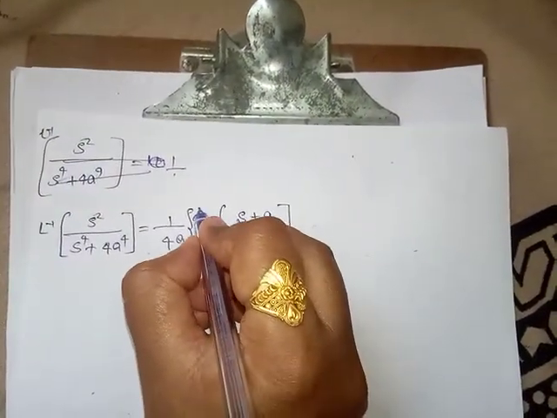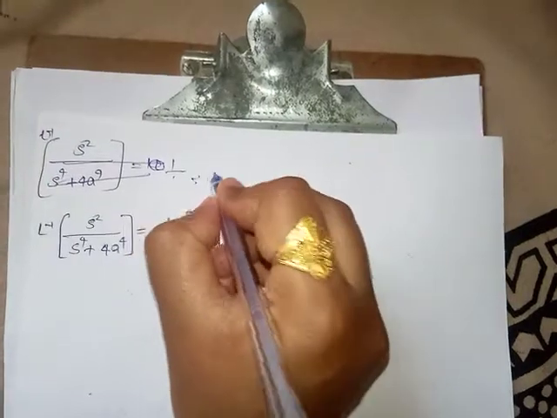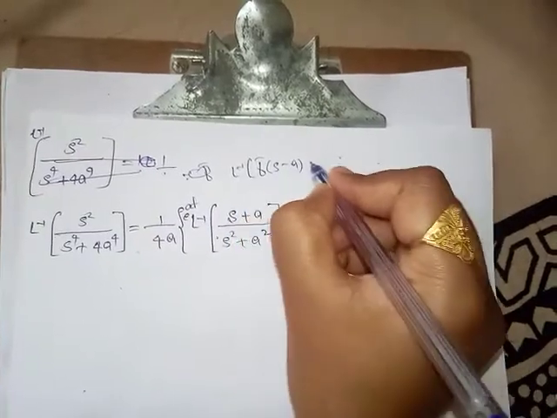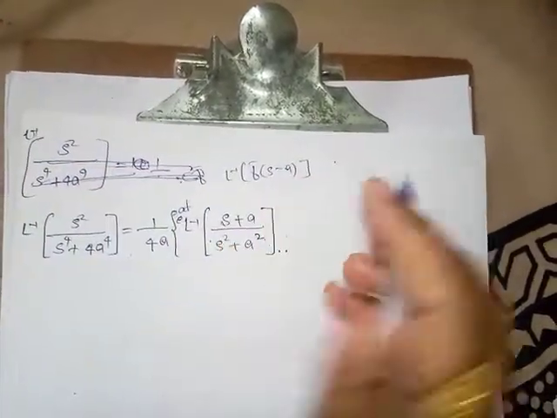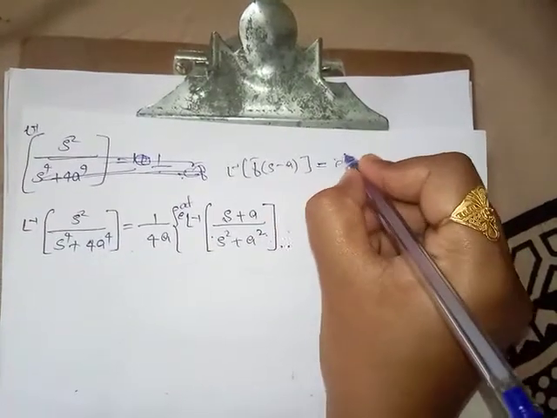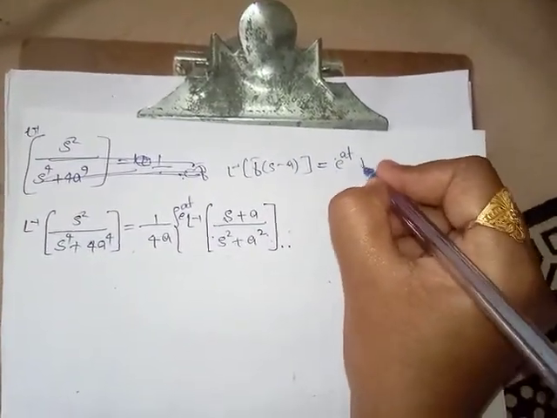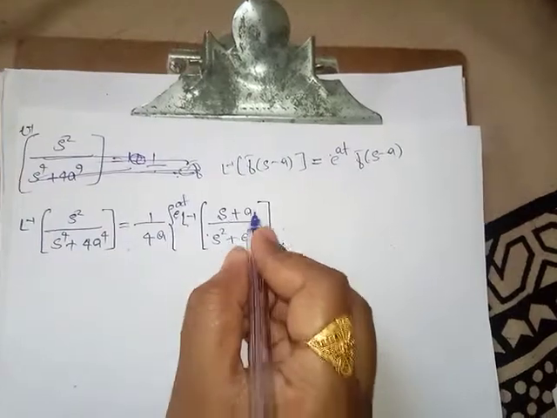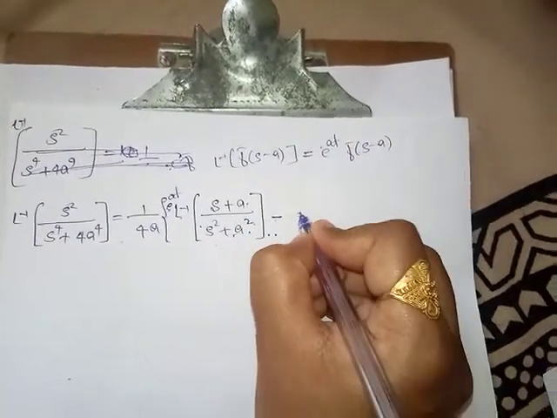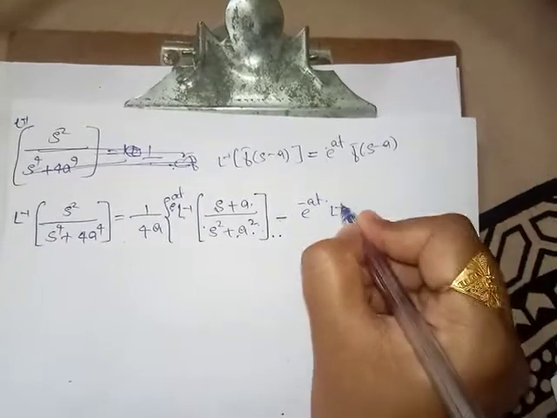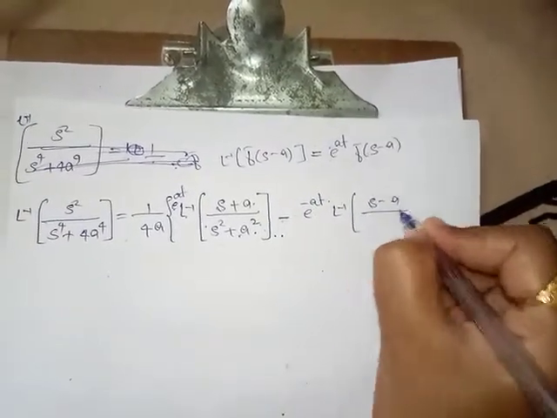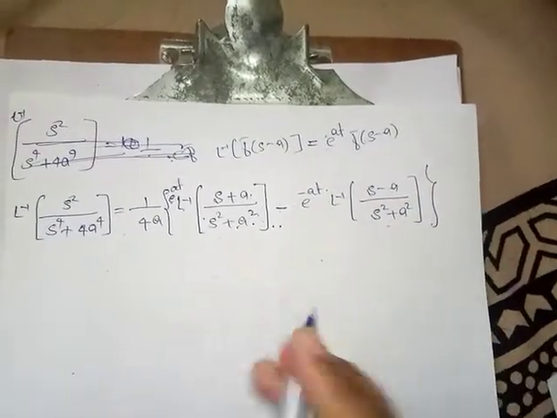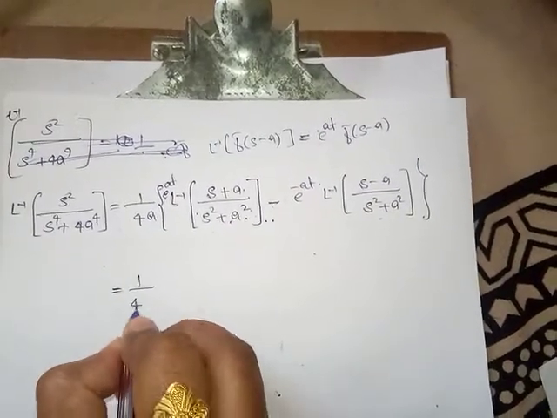Here we have e raised to at, because L inverse of f bar of s minus a is equal to e raised to at into f bar of s. Therefore it is e raised to at into L inverse of s plus a divided by s square plus a square, minus e raised to minus at into L inverse of s minus a divided by s square plus a square, which is equal to 1 divided by 4a.